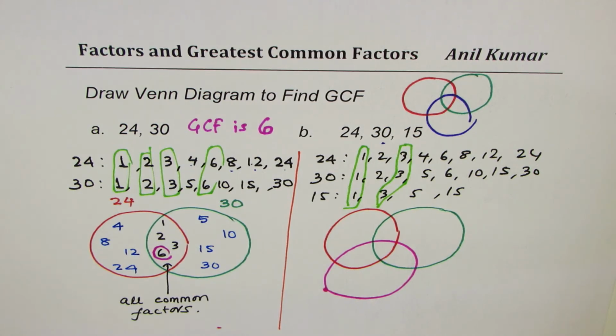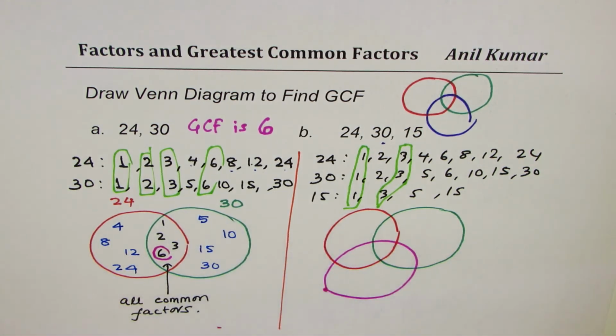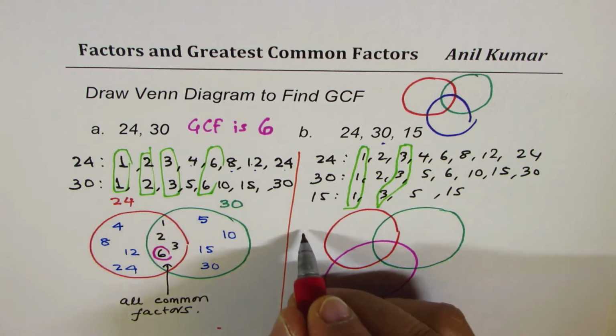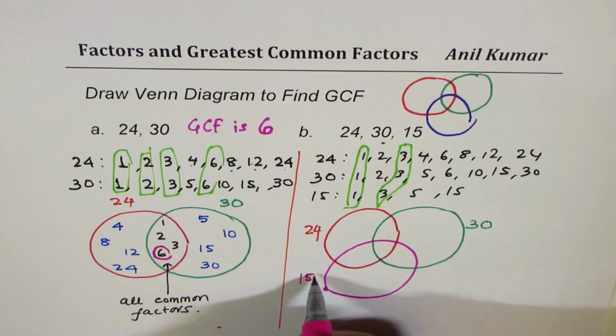Correct. So let's write down which circle belongs to which number so that there is no confusion. This is for number 24. Let me write 24 here. And then we have number 30. And the last is number 15.